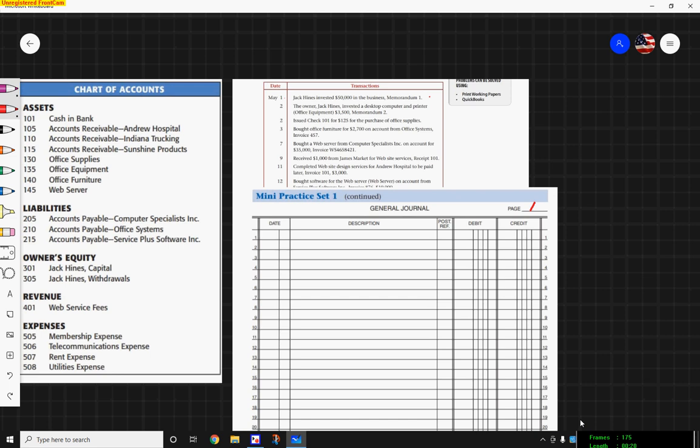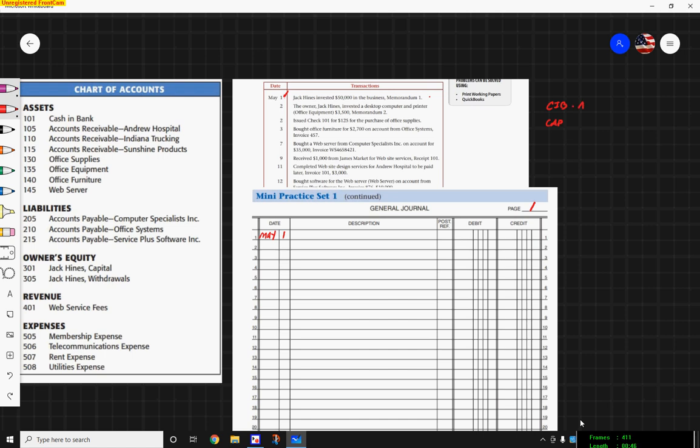We have May 1st, so we're going to put the date here as May. We do not repeat the month as we go through this journal until we get to a different month. So it's always going to be considered May. The day is number 1 because that's the first day of the transaction. And analyzing the transaction, we can see that we have our cash in bank that's affected, and we have our capital that's in fact affected.